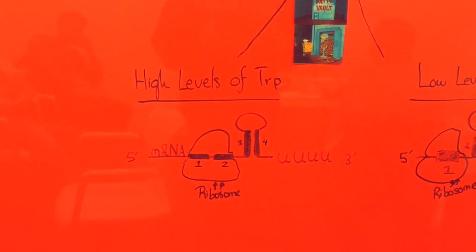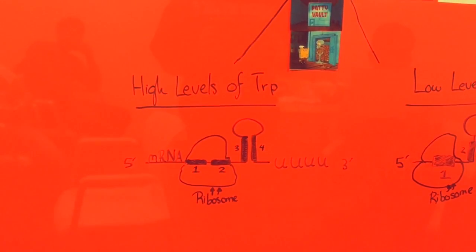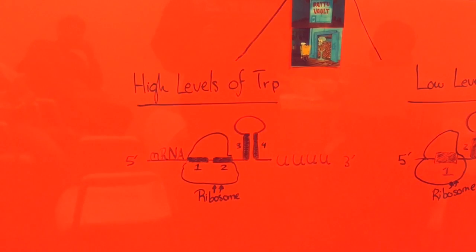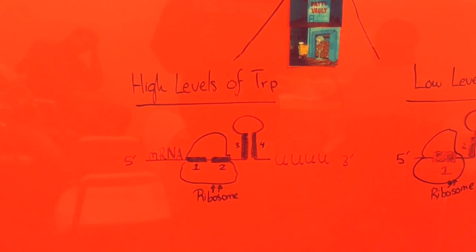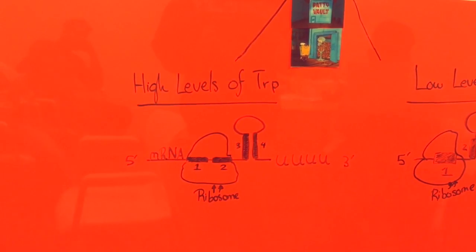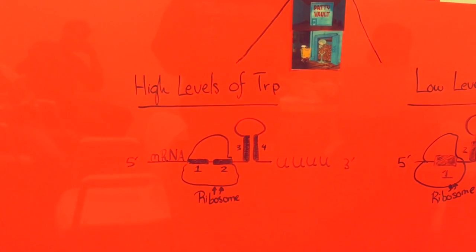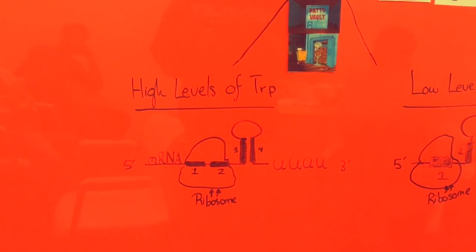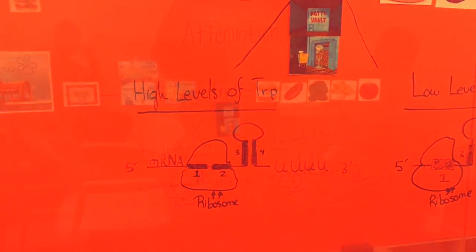While paused at this stop codon, the ribosome physically blocks region 2 from interacting with region 3. Therefore, a 3-4 stem loop readily forms, leading to termination of transcription before the structural genes are reached. The result is that the trp operon is turned off by attenuation when tryptophan levels are high.